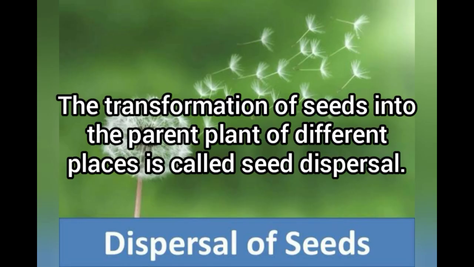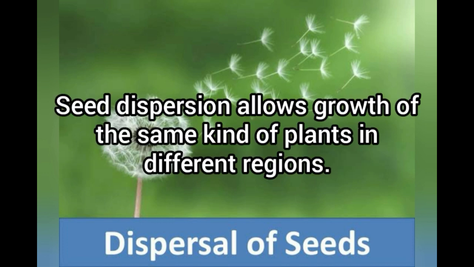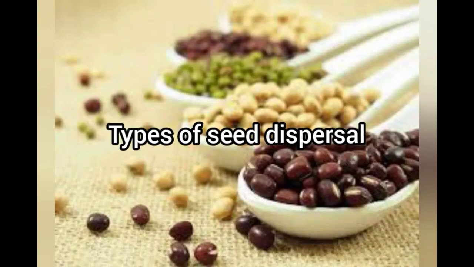Seed dispersal. The transportation of seeds away from the parent plant to different places is called seed dispersal. Seed dispersal allows growth of the same kinds of plants in different regions. It is helpful because it minimizes the competition for food, sunlight, water, and minerals among plants of the same kind in the same area. It also allows them to grow in different habitats.